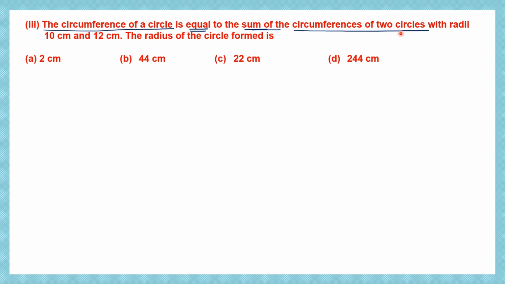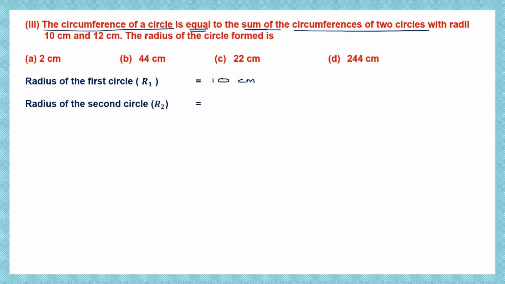Now these two circles, their circumference is not given, but their radii are given. One is 10 centimeters and the other is 12 centimeters. And we have to find the radius of this circle that is formed. Let's begin by saying, the radius of the first circle, we'll call it R1, is 10 centimeters. The radius of the second circle, R2, will be 12 centimeters.